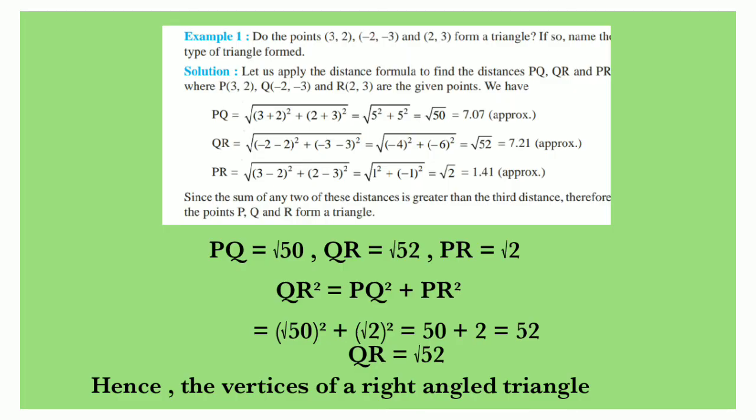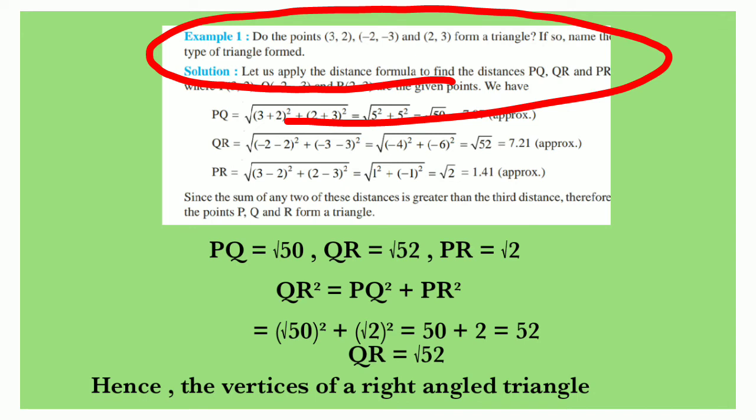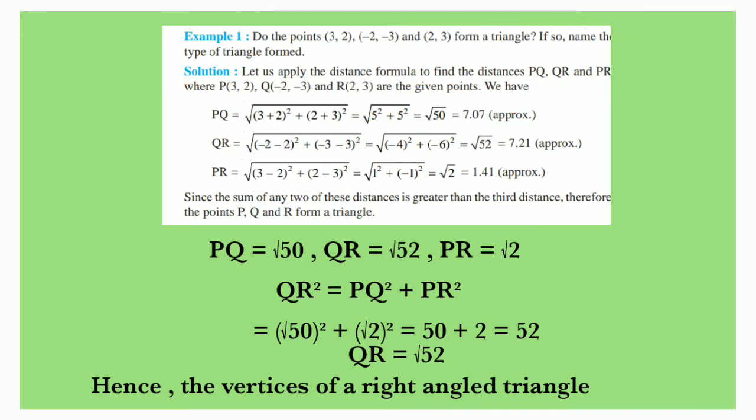Okay. The next question. Do the points (3, 2), (-2, -3) and (2, 3) form a triangle? If so, name the type of the triangle formed. Okay. So we need to find whether the given vertices form a triangle. For this, we have to find the distance of all three sides of the triangle. So PQ, QR and PR.